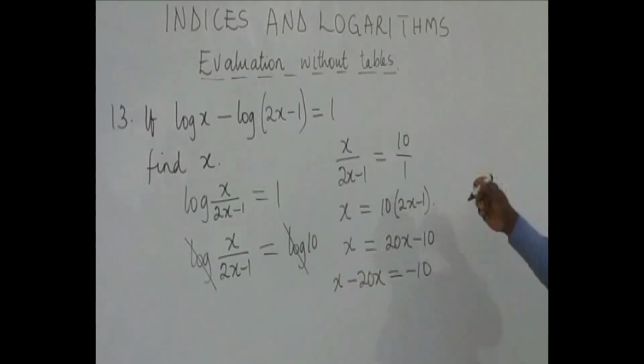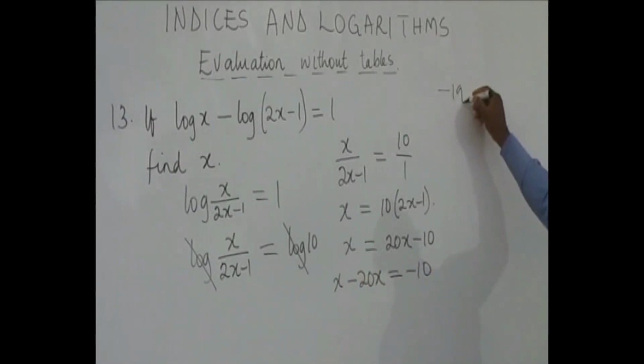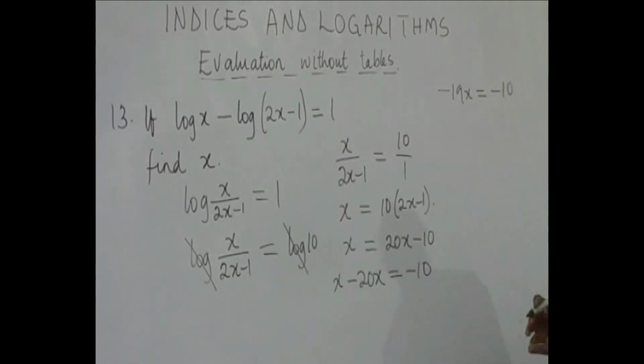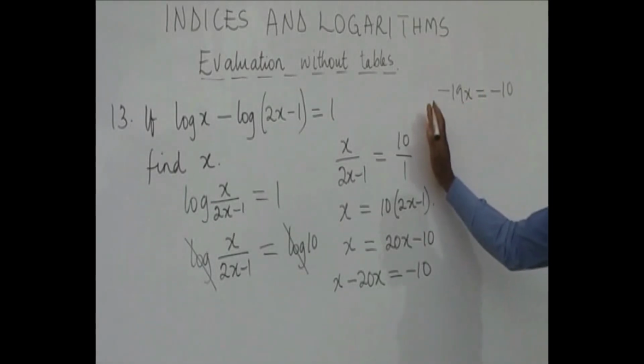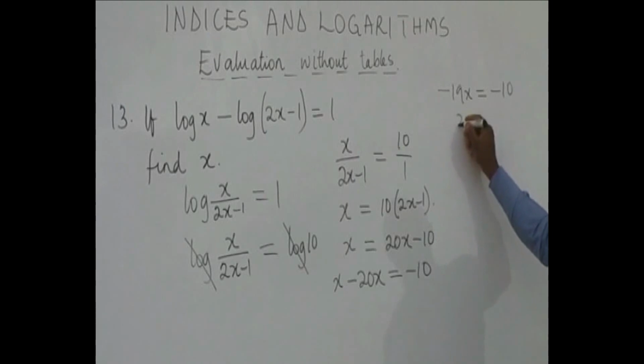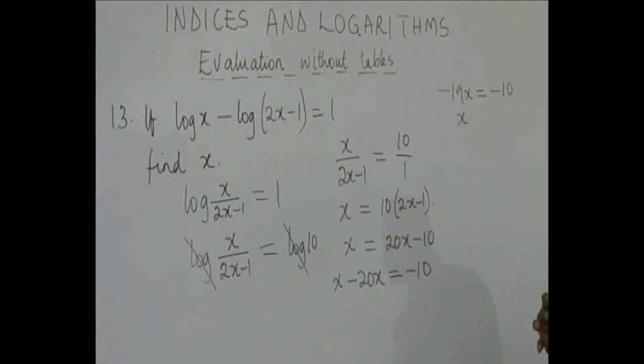x minus 20x will leave you with minus 19x, and it is equal to minus 10. Divide both sides by minus 19, so as to have only x left on the left-hand side of the equation. When you do so, you'll be left with only x here after you have divided minus 19x by minus 19. And it's going to give you minus 10 divided by minus 19 on the right-hand side of the equation.